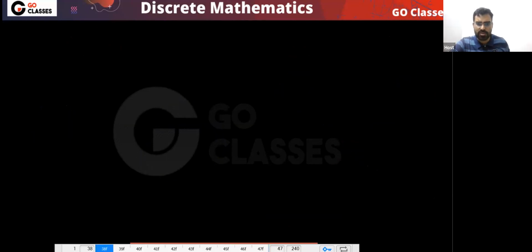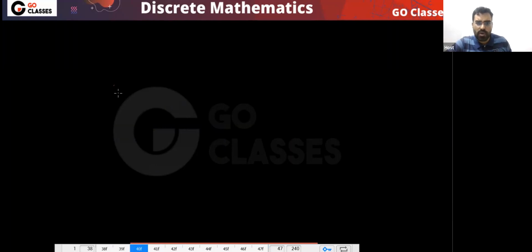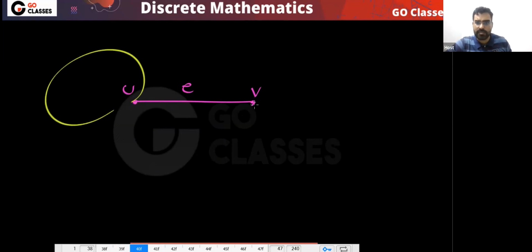Let's see this question now. This question is very easy. In a graph you have a bridge. So if you have a bridge, just think about it. Suppose this edge is a bridge, edge (u, v). There is some graph here, some graph here, and some graph here.